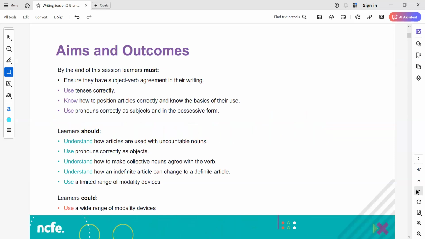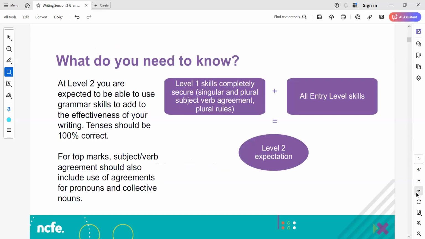Use pronouns correctly as subjects and in the possessive form. You should understand how articles are used with uncountable nouns. Use pronouns correctly as objects. Understand how to make collective nouns agree with the verb. Understand how an indefinite article can change to a definite article. Use a limited range of modality devices, and you could use a wide range of modality devices.